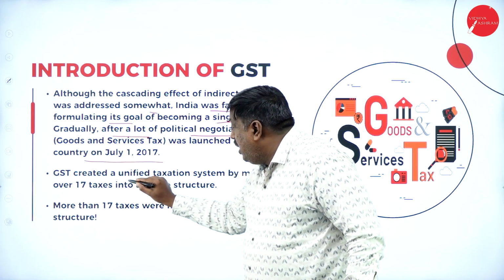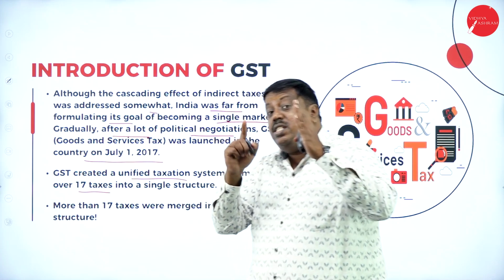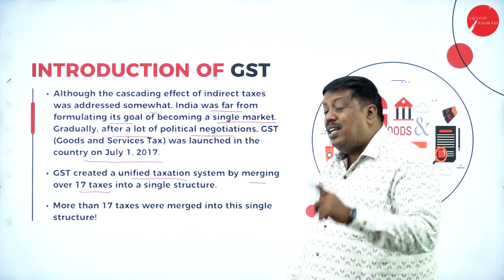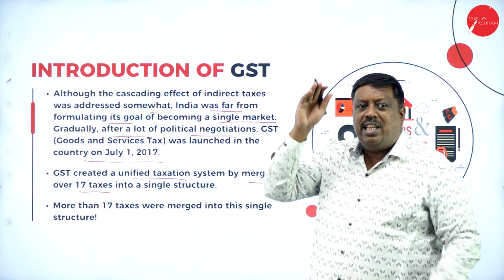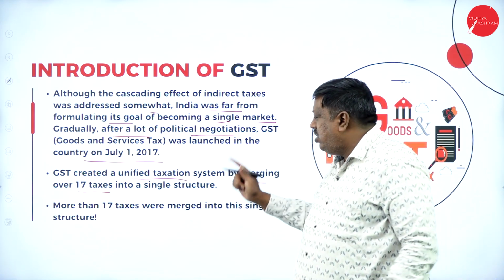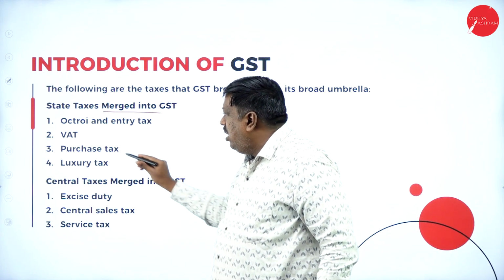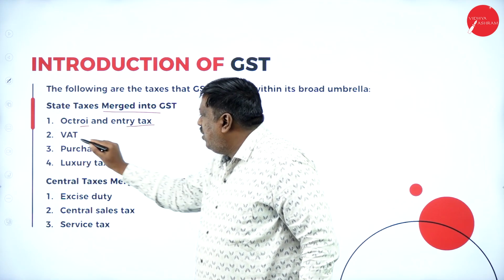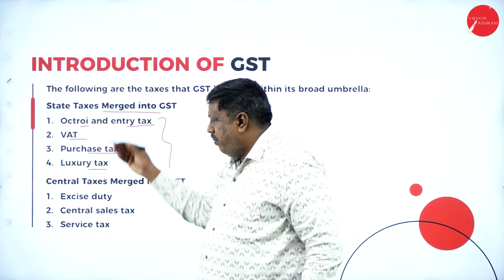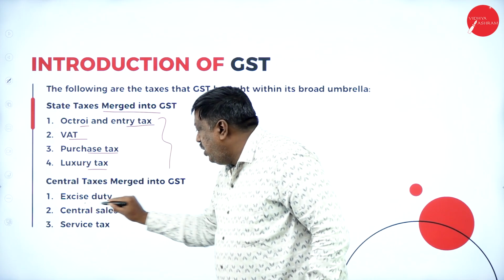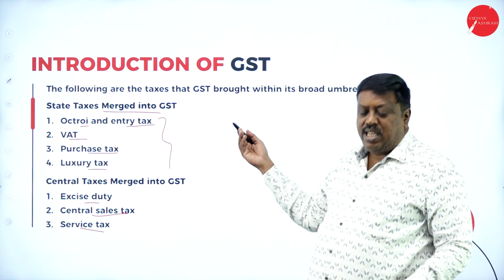GST created a unified tax system by merging 17 taxes into a single tax structure. It means 17 taxes were merged and they made one tax, that is GST. For example, the state taxes which were merged, the major ones we have taken here: octroi, entry tax, VAT, purchase tax, luxury tax. All these were merged into the GST. Excise duty, central sales tax, service tax. These were merged into GST.